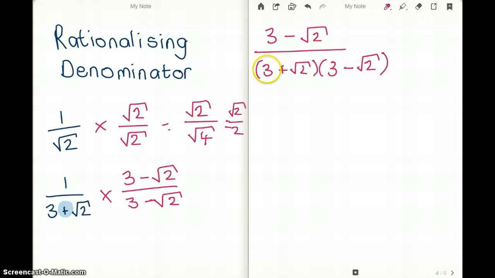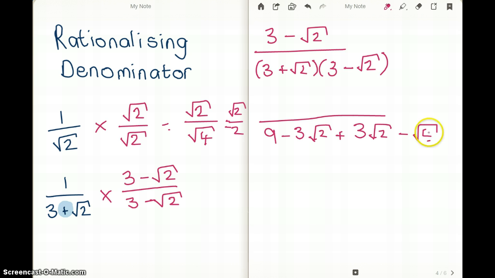So the bottom line, if I multiply this out, 3 times 3 is 9. 3 times minus root 2 is minus 3 root 2. Then root 2 times the 3 is plus 3 root 2. And plus root 2 times a minus root 2 is minus root 4. Or if you like, that's the same as the number 2, if you can do that straight away in your head.